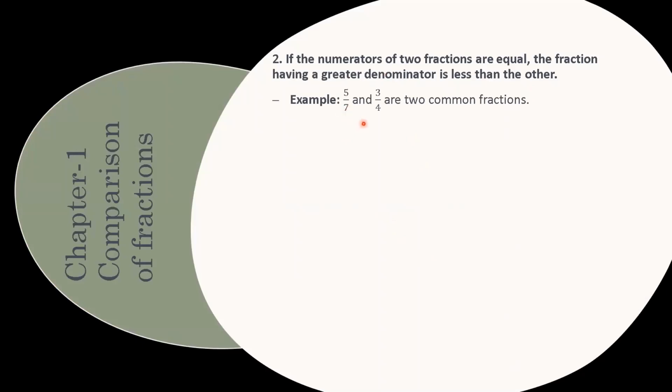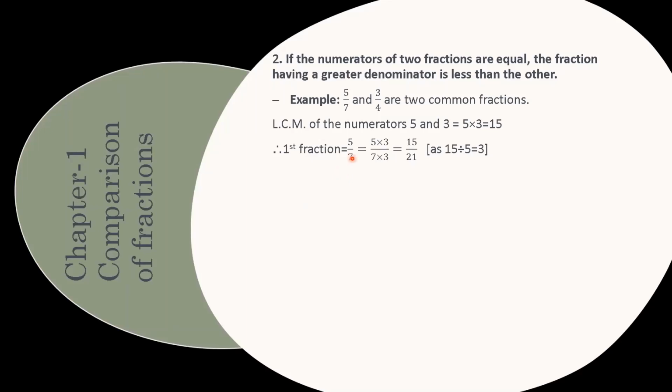5 divided by 7 and 3 divided by 4 are two common fractions. Now, LCM of the numerators 5 and 3 equals 5 multiplied by 3 equals 15. That means at first we just find out the LCM of the numerators. Now, first fraction equals 5 divided by 7, and as the LCM is 15, if we divide by the numerator, it will be 3, and this 3 we will multiply with numerator and the denominator. So 3 multiplied by 5 will be 15, and 3 multiplied by 7 will be 21.